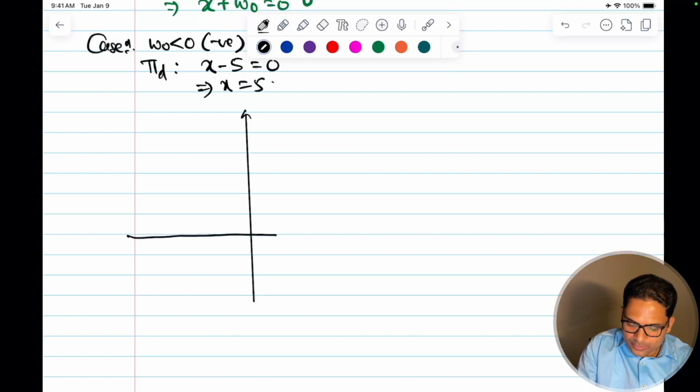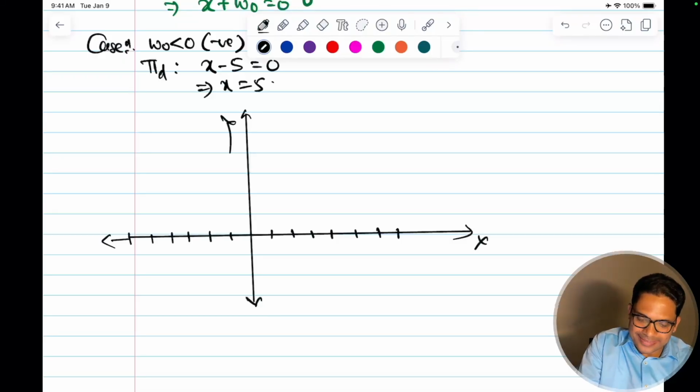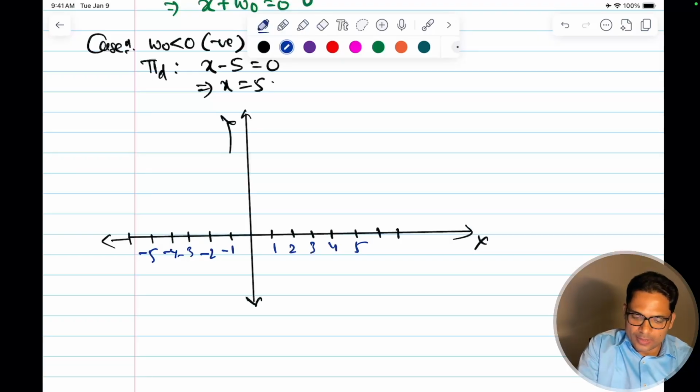So this is your line. For example, 1 2 3 4 5 6 7, -1 -2 -3 -4 -5 -6, whatever. This is y, this is x, and say this is 1 2 3 4 5, -1 -2 -3 -4 -5, like this. And this is your origin, 0.